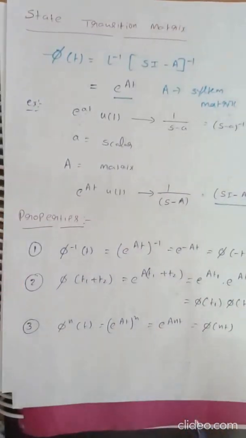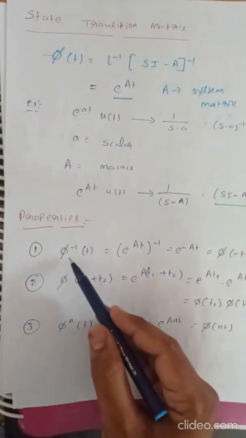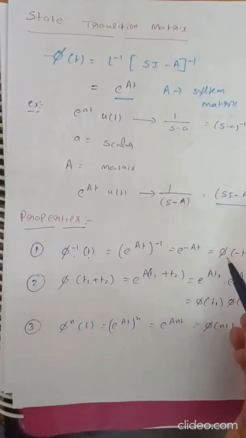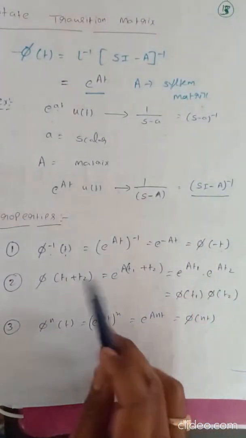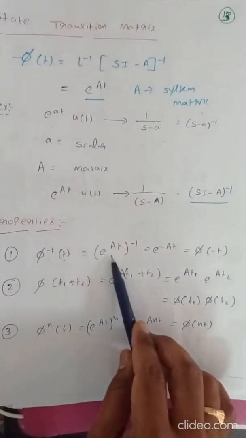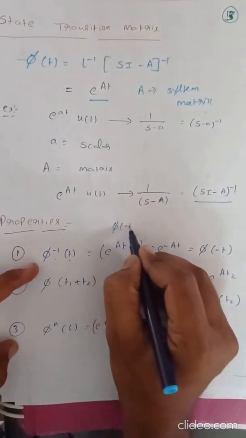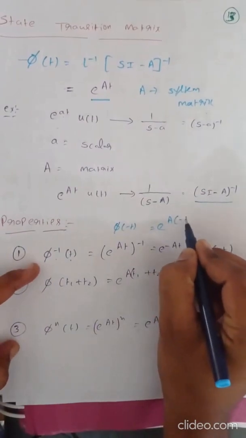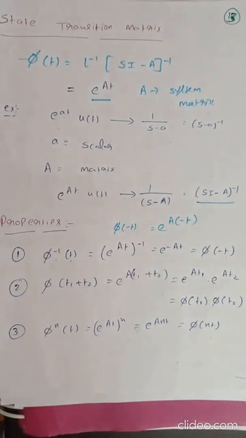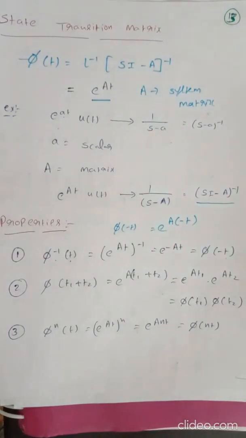And what are the properties of this? What are the properties of the state transition matrix? If you take the inverse, phi inverse of t equals phi of minus t. How is it possible? Phi of t equals e power At, so the inverse is e power minus At, and phi of minus t gives the same thing: wherever t is there, replace it with minus t, so it is the same. That is, phi inverse of t equals phi of minus t. That is one property. We study properties because if you want to solve some problems, they may be simplified by using these properties.